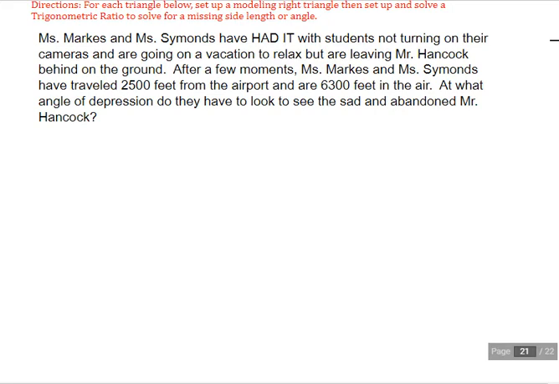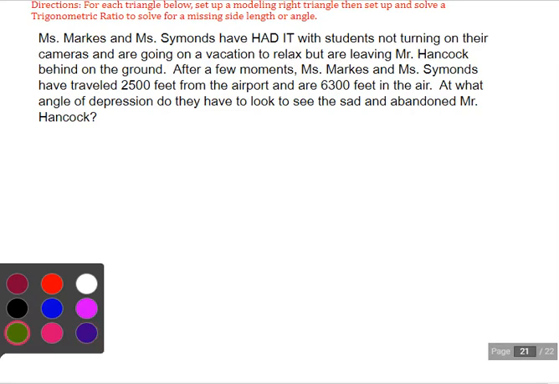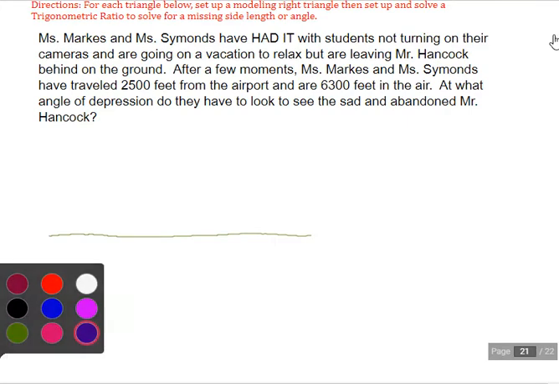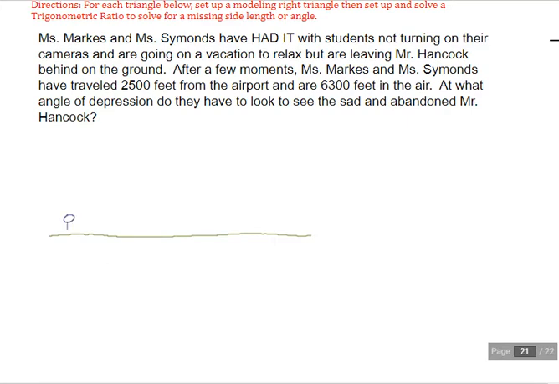So again, every single time we started with the ground, guess what I'm gonna start with? The ground. So that gives me a sense where everything is relative to each other. And so here we have the ground. So we have Ms. Marcus and Ms. Simmons, they're flying in a plane. Mr. Hancock's on the ground at an airport. And so let's draw Mr. Hancock. Okay, he's sad, but he's in an airport. And I assume that's what the airport's going to look like, something like that.